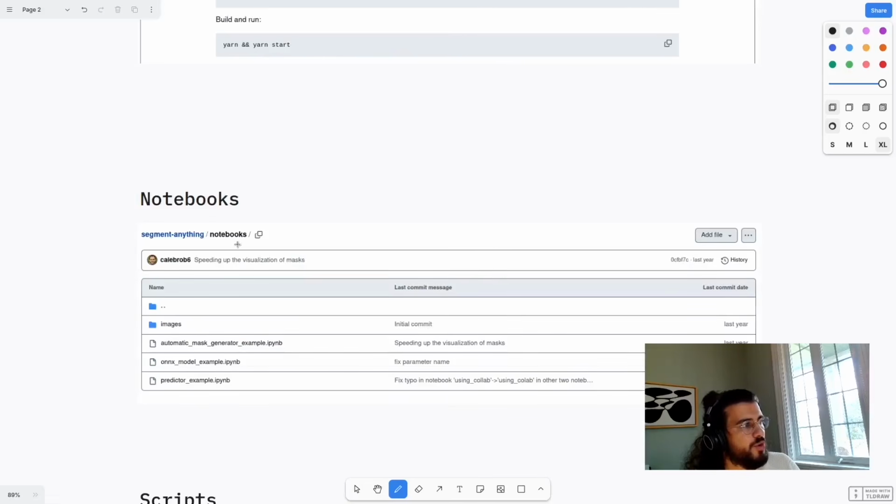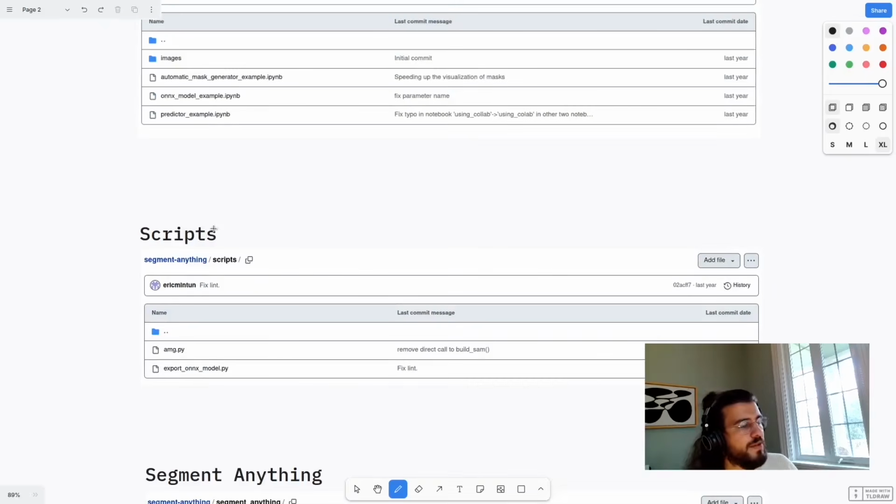After that, you have the notebook section, and this is useful to get a sense of how to use these things. In this case, they put all of their tutorial stuff in there. To understand how to do the stuff that we've seen previously, I was looking mainly at the automatic mask generator example in this notebook. Then you have the script folder, and in the script folder, it starts to be important.